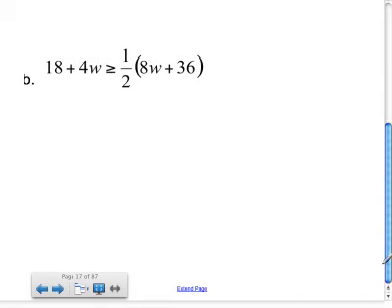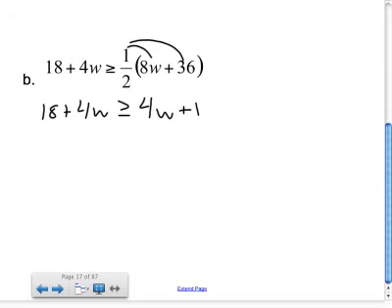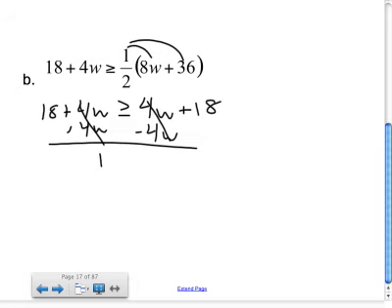And example 3, part B. Left side we're going to keep the same. We're going to simplify the right side, so distribute, and you get 4w plus 18. Subtract your 4w from both sides. Cancel, cancel. 18 greater than or equal to 18. That is a true statement. 18 is equal to 18. So check, that's true.